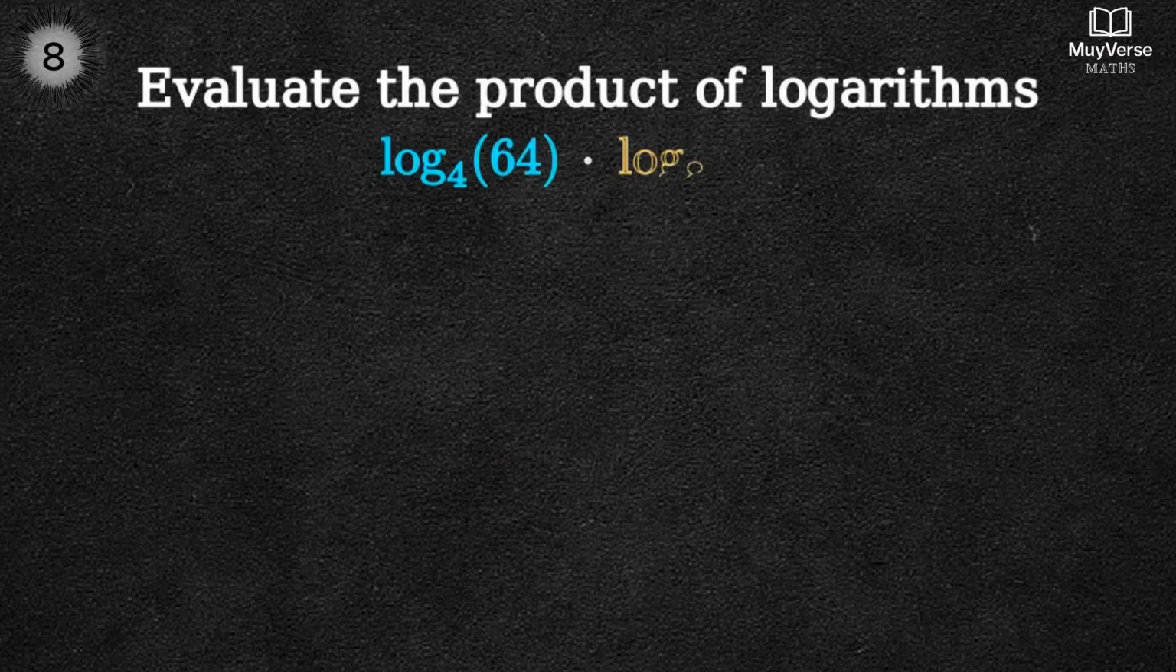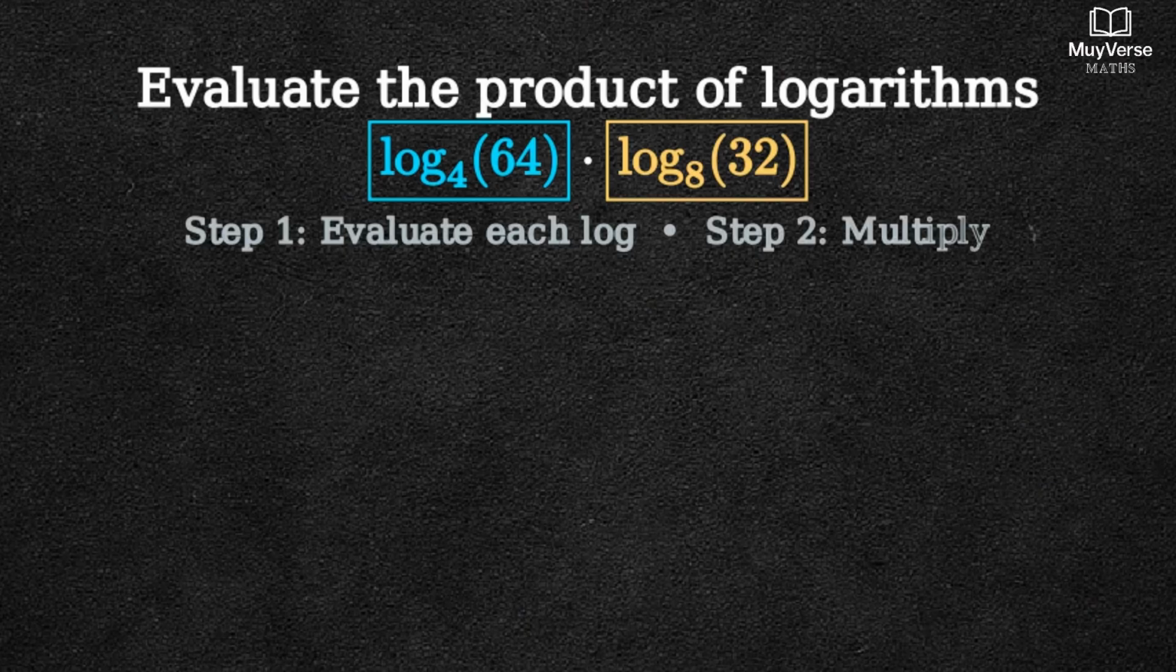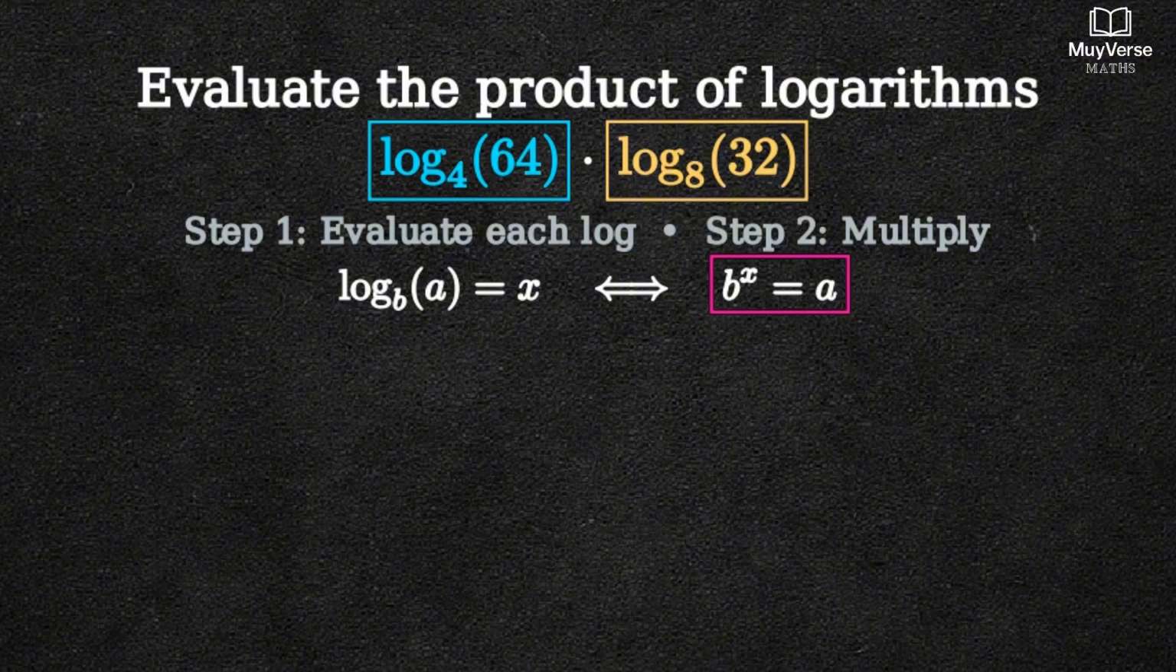We're going to find the value of the product of two logarithms. The expression is log base 4 of 64 times log base 8 of 32. We'll evaluate each logarithm separately, then multiply the results. A logarithm is an exponent. If log base b of a equals x, that means b to the power x equals a. First, evaluate log base 4 of 64.